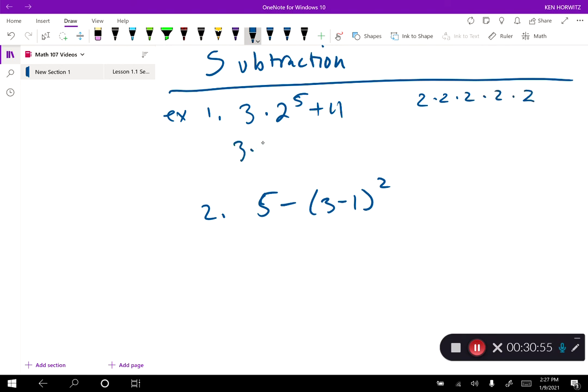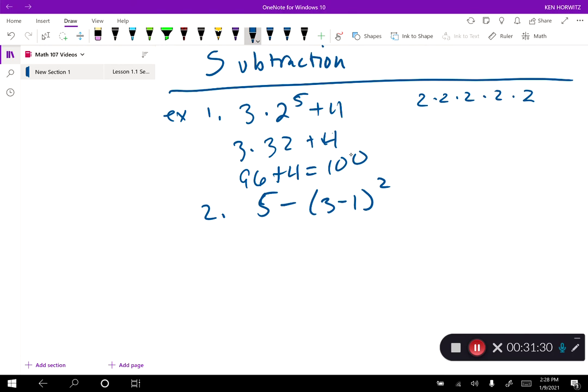So I have 3 times 32 plus 4. I'm a big fan of rewriting the problem after you do each step in your order of operations. If you try to do too much at once, very often you're going to wind up making a careless mistake. All right, so now 3 times 32 is 96 plus 4, right? And 96 plus 4 is 100.